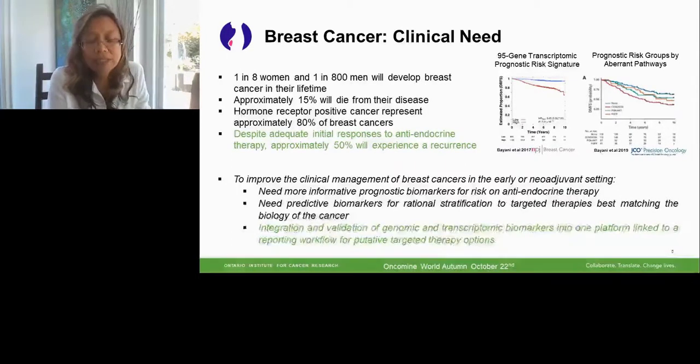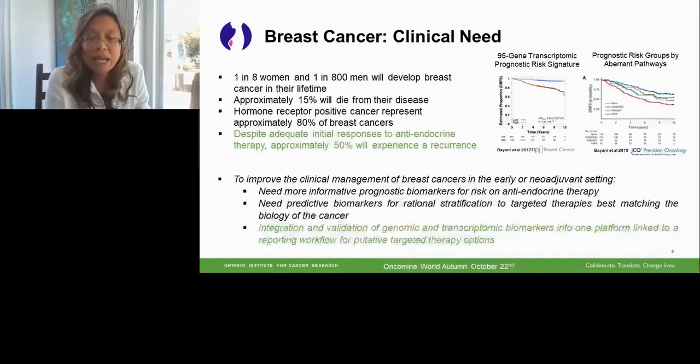So to improve the clinical management of breast cancers in the early or even the neoadjuvant setting, we need more informative prognostic biomarkers for risk on anti-endocrine therapy. But we also need predictive biomarkers for the rational stratification to targeted therapies. And again, we want to be able to best match the therapy to the biology of the cancer.